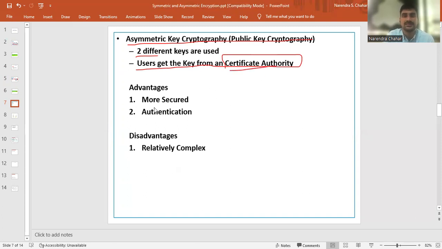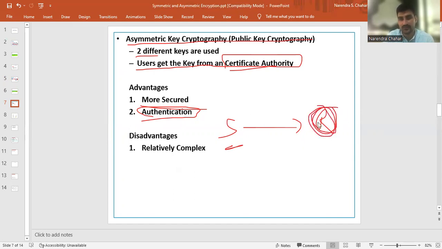Now, what are the advantages? It is more secure and we can do authentication here, just like I discussed for confidentiality. So how is the authentication done here? When the sender is sending something to the receiver, only the receiver can decrypt it, and others reject it.